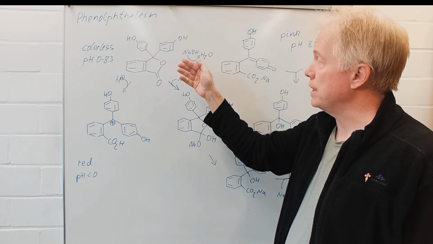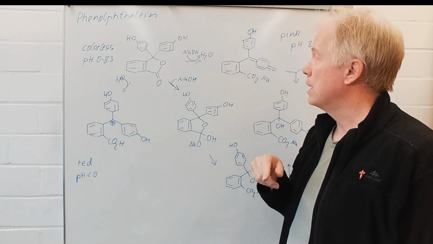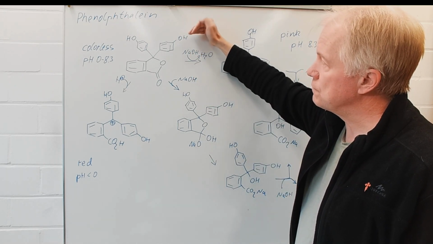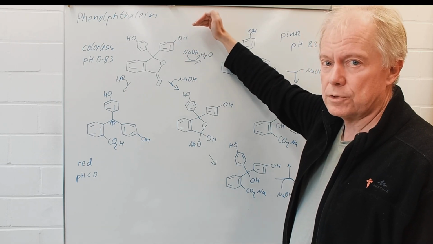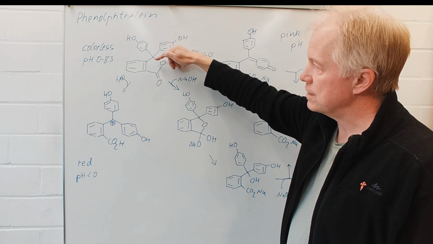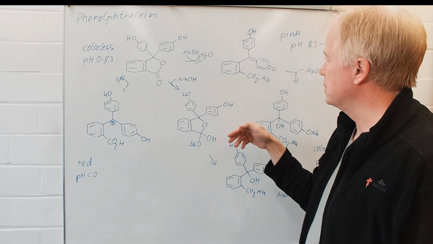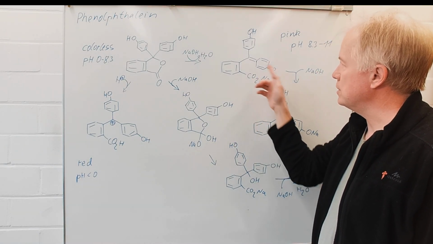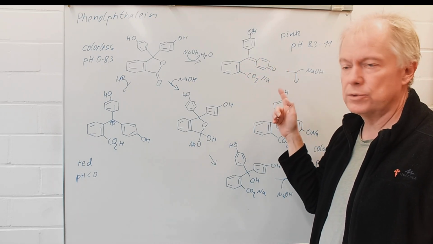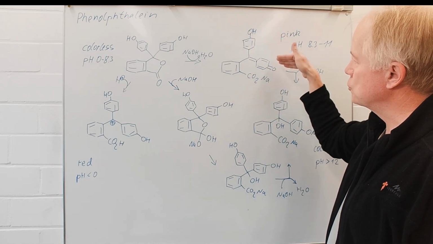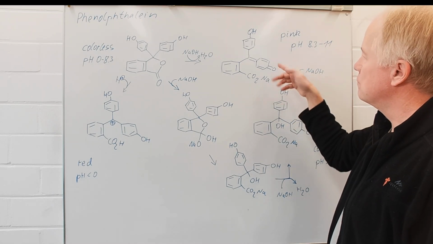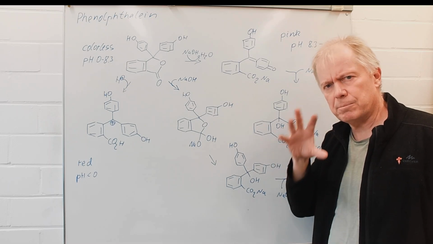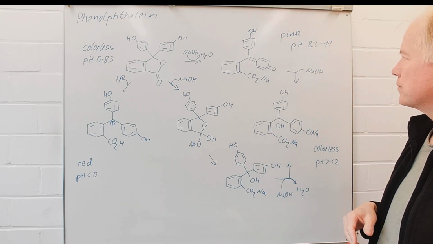It will deprotonate here the phenolic hydrogens, and if we have a phenolate here, it will deliver electron density. And again, the lactone will open up, but this time with the formation of a carboxylate and here a paraquinonoid system. So also a conjugated system. This has the color pink between 8.3 and above about pH 11.